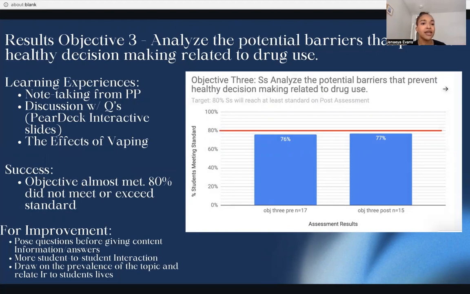But same thing, note taking from the PowerPoint, effective questioning. They do a formative assessment, and this objective touched on the effects of vaping formative assessment, where they underlined the health effects and then answered questions.